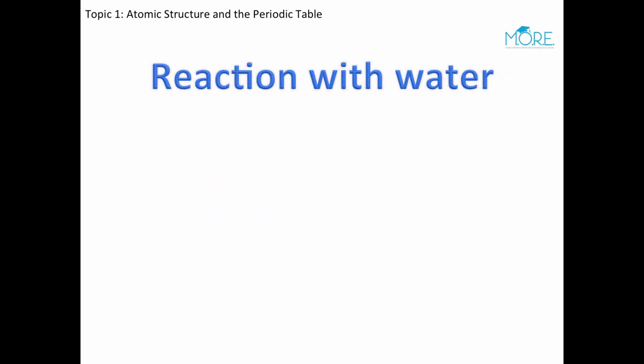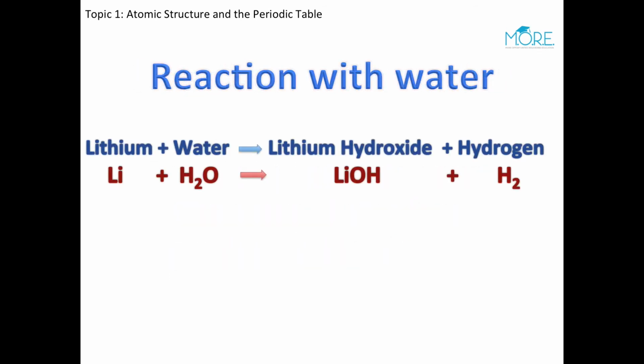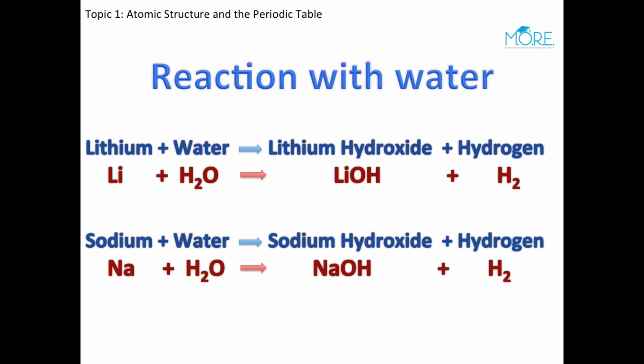Now for the word and symbol equations. Lithium plus water gives lithium hydroxide plus hydrogen. And sodium plus water will give sodium hydroxide plus hydrogen. So the general equation would be a metal plus water will give a metal hydroxide plus hydrogen.